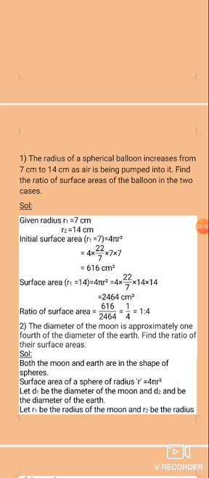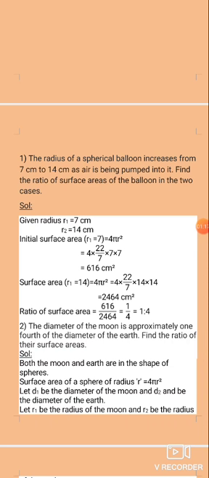So the first radius is what? 7 cm. Now, the balloon is in the shape of a sphere. So, what is the surface area? The initial surface area of radius 7 cm is 4 pi r square, which is 4 into 22 by 7 into 7 into 7. Now, you can multiply it or you can keep it that way.